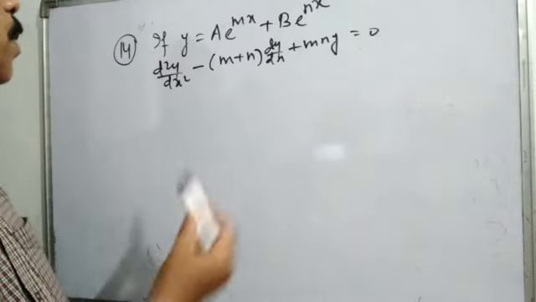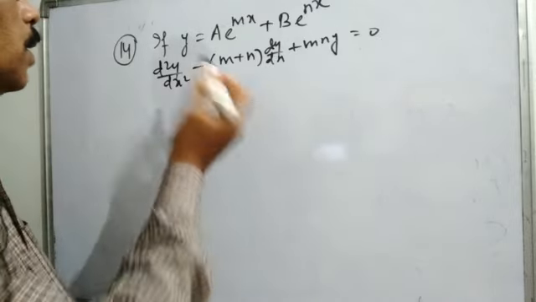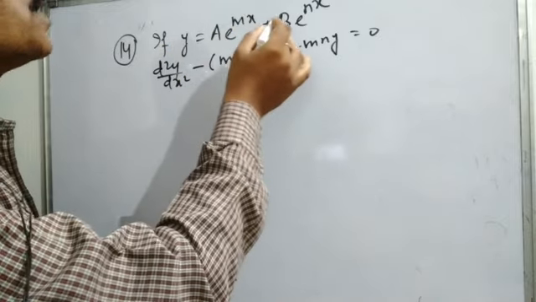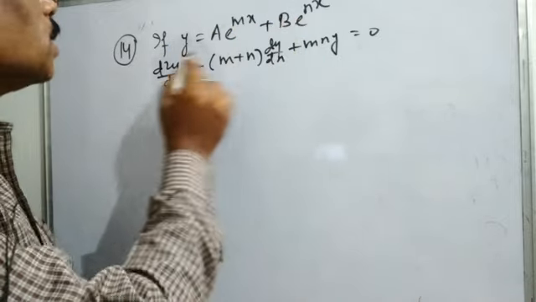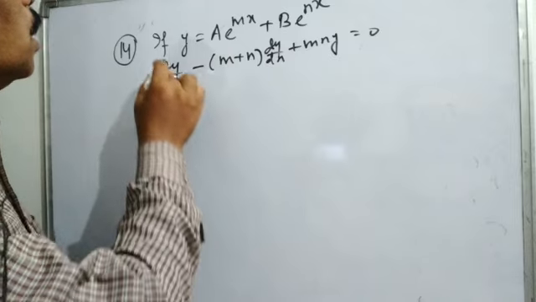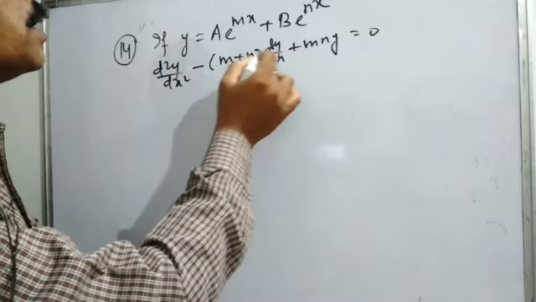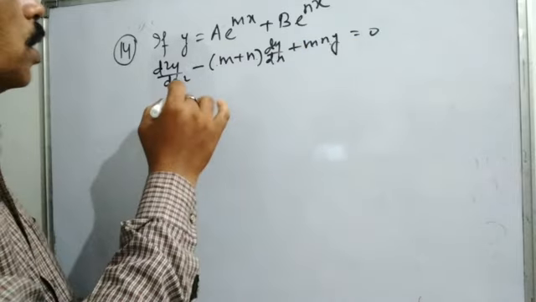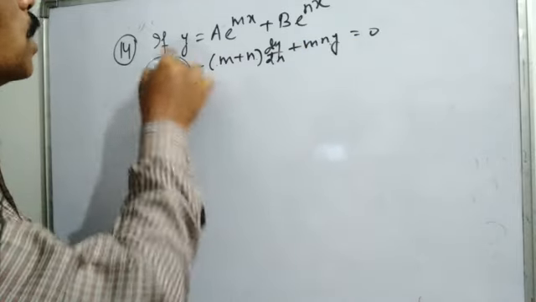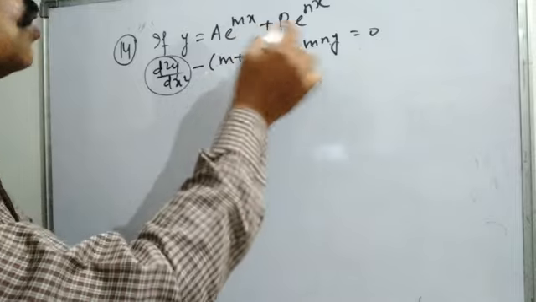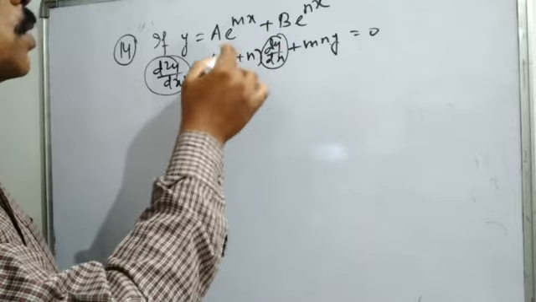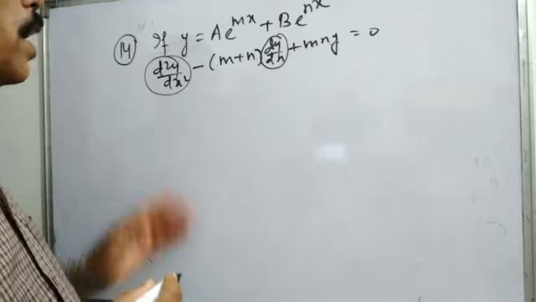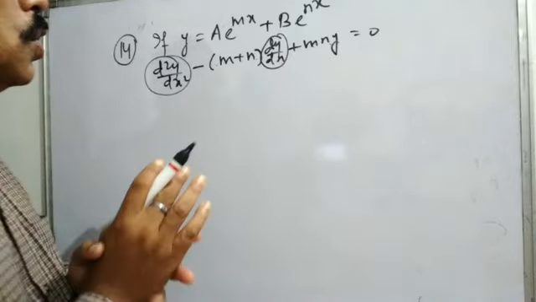Now exercise problem 5.7, question number 14: y is equal to a e to the power mx plus b e to the power nx. We have to prove that d2y/dx2 minus (m plus n) dy/dx plus mn y is equal to 0. At first we have to find the d2y/dx2 value and dy/dx also, then put them in the LHS portion. All terms will cancel out, and we'll get the RHS portion, that is 0.